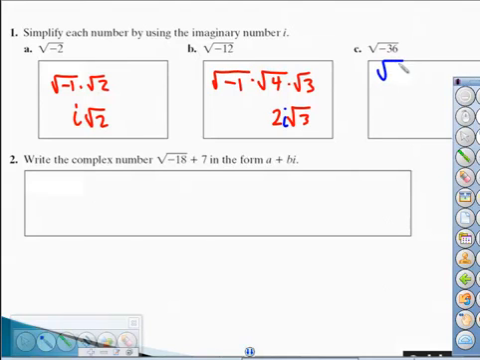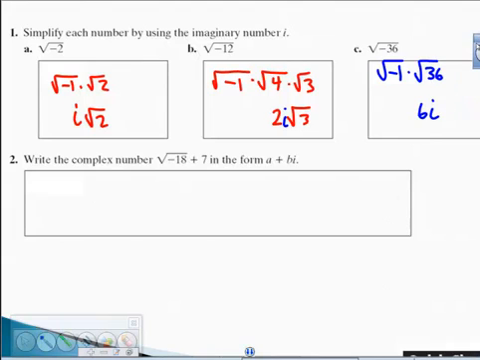Now over here we have the square root of negative 1 times the square root of 36. So that's going to be 6, and then that's going to be i. So that's how we write those. How do we do up there?